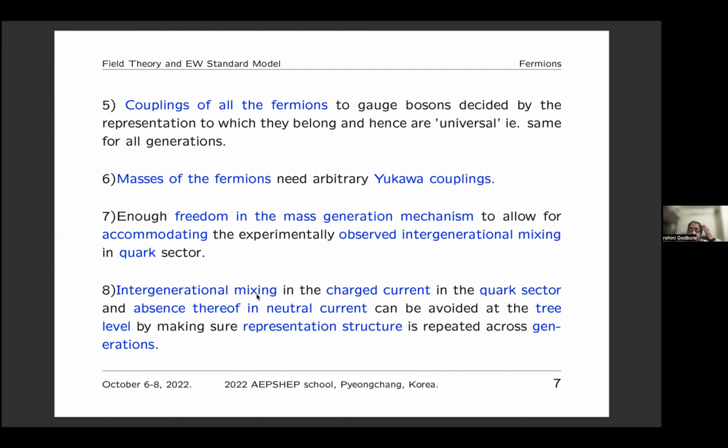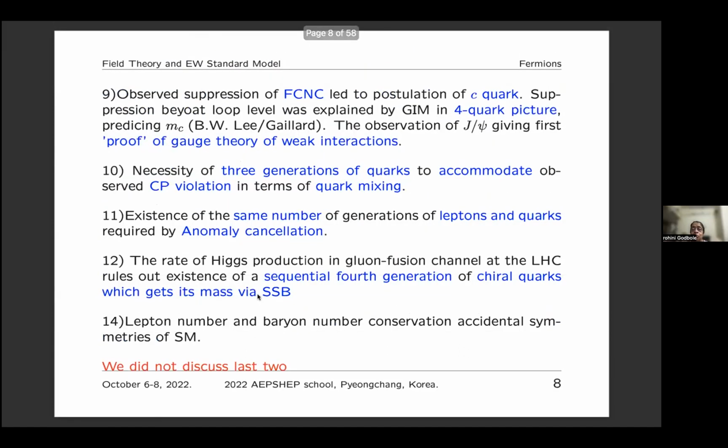And as I said already, while discussing point 5, the suppression of the flavor changing neutral current processes, and the absence of flavor changing neutral current at the tree level, could be achieved by making sure that the representation structure is repeated across the generations. That is, fermions of a given electromagnetic charge belong to exactly the same representation of the SU(2)_L cross U(1).